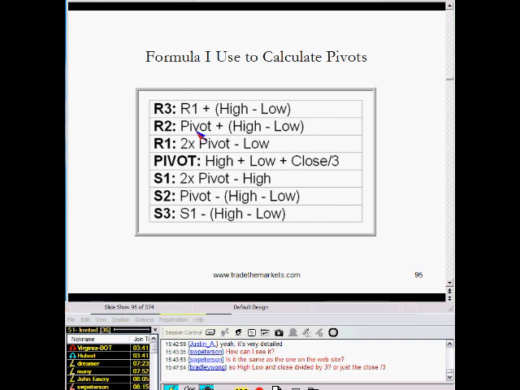Now, I have seen that for R3 and S3, there's a couple of different formulas out there. One of them is that you take R2 plus the high minus the low. I like R1 plus the high minus the low. I've just found it's more accurate and that the market more frequently hits those levels.